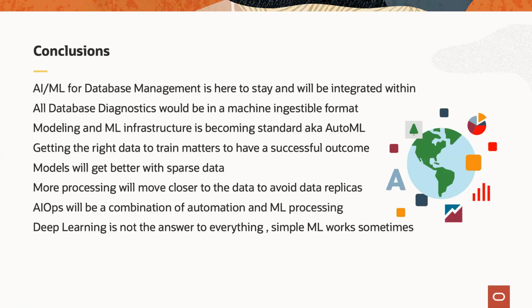So deep learning is great for facial recognition, Facebook kind of stuff, translation, voice processing, and all of those kinds of things. But when you're applying this for AI ops data, simple ML tends to work a lot better. The models converge a lot faster. With that, thank you so much for your time.